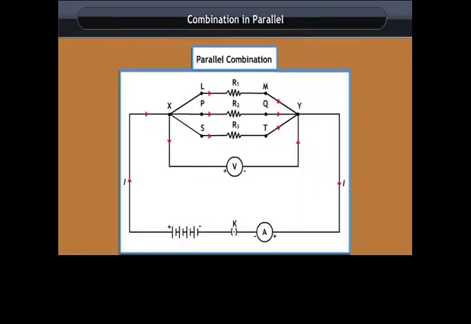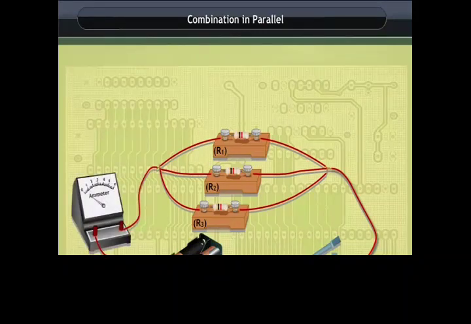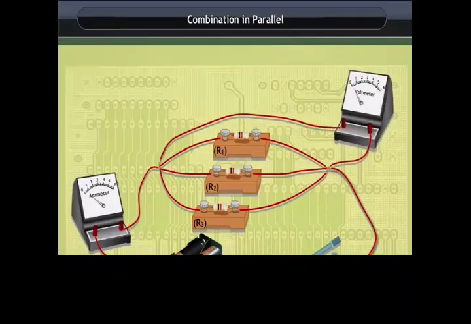Combination in parallel. Make a parallel combination XY of 3 resistors having resistances R1, R2 and R3 respectively. Connect it with the plug key or battery and an ammeter as shown here. Also connect a voltmeter in parallel with the combination of resistors. Plug the key and note the ammeter reading. Let it be I. Also take the voltmeter reading. It gives the potential difference V across the combination. The potential difference across each resistor is also V. This can be checked by connecting the voltmeter across each individual resistor.